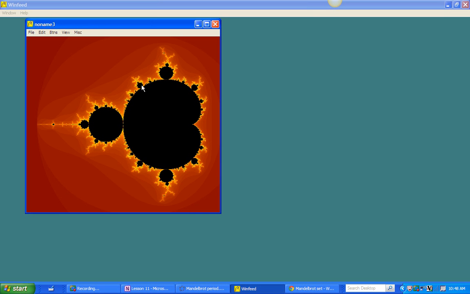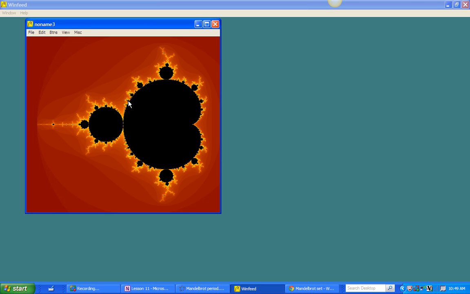Between 7 and 5 is 12. Let's see if I can get it. Oops, nope. There it is. Between 7 and 5 is 12, and so on. There are an infinite number of these bulbs because there are infinite possibilities for the period. We're not seeing an infinite number of them, but we're seeing a lot of them. The only way we could see more would be to zoom in, and I'd like to do that now.